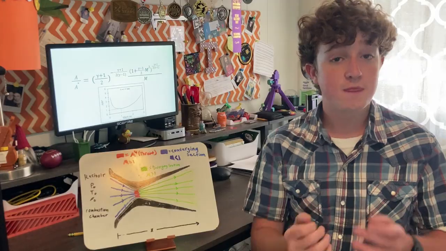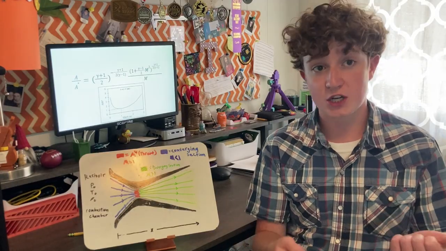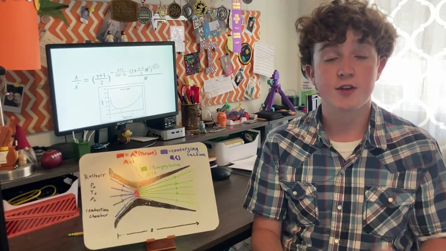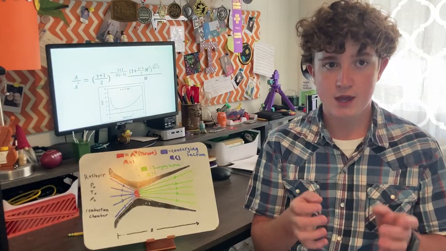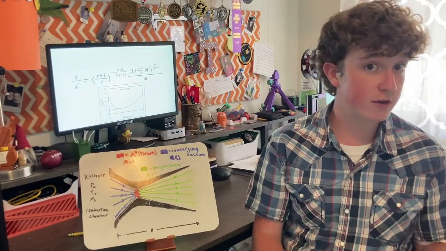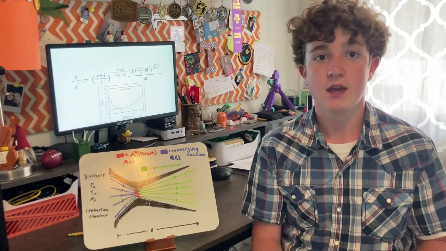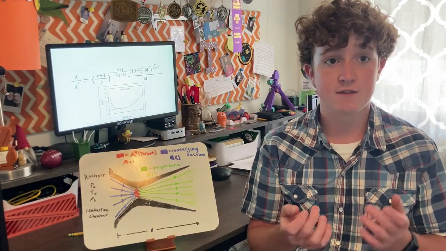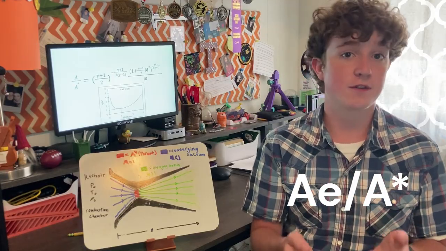The faster you go, the more you expand. Depending on your pressure, temperature, velocity, there will be an optimum expansion ratio to have the ideal expansion to achieve max performance. You don't want to be overexpanded or underexpanded. The optimum expansion ratio is given by the area at the exit over the area at the throat.